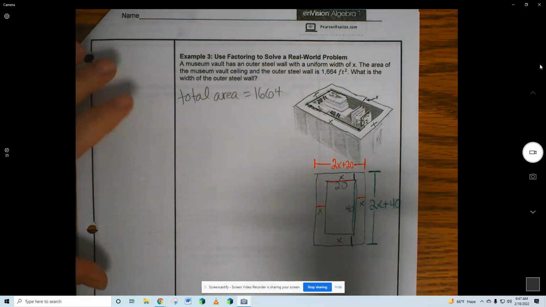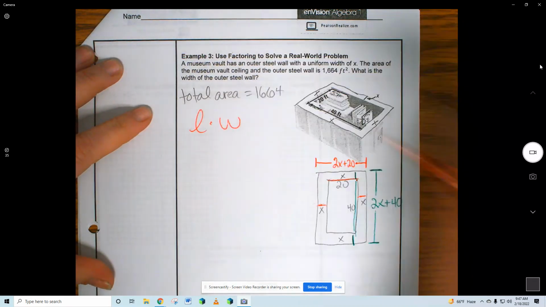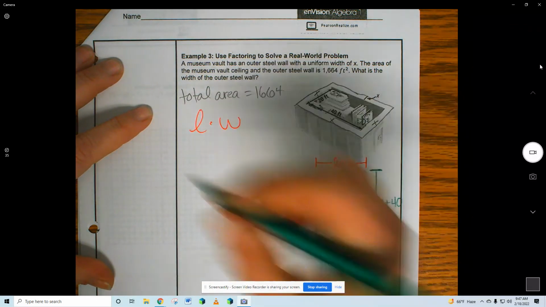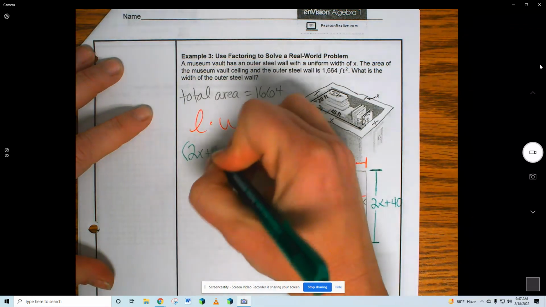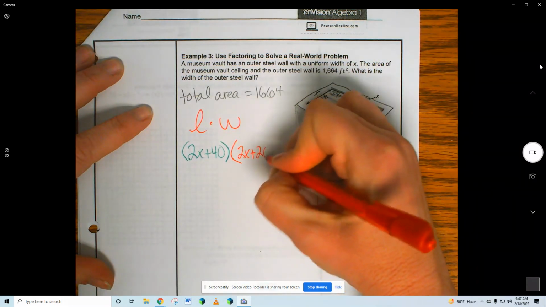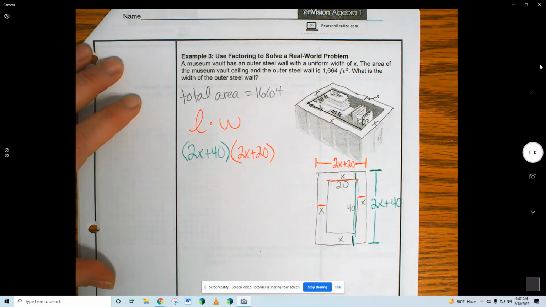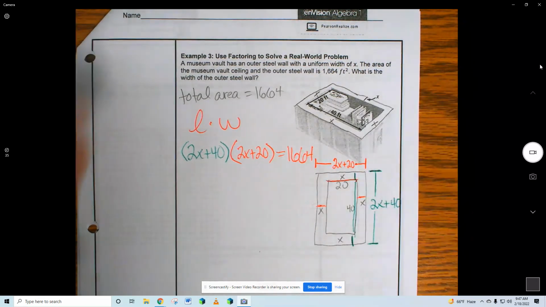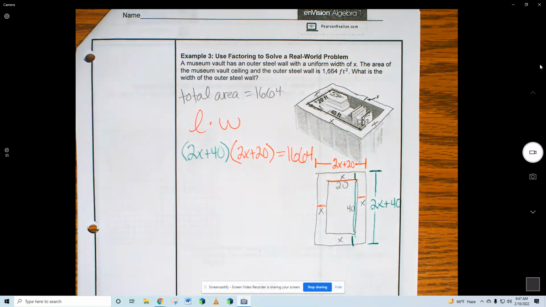Area is length times width. My length is 2X plus 40. My width is 2X plus 20. Total area, 1664. Length times width equals area.